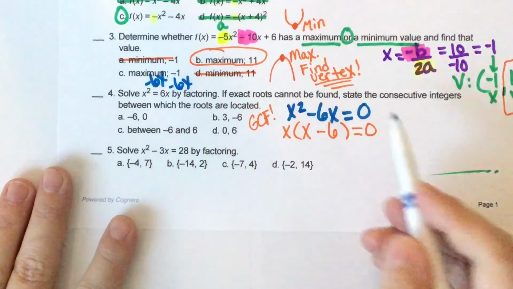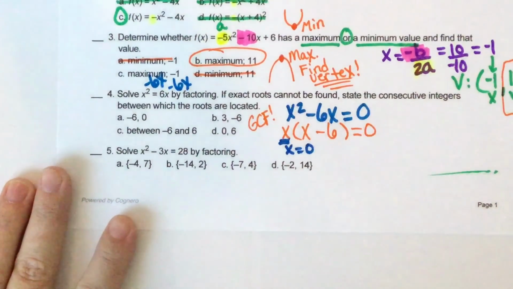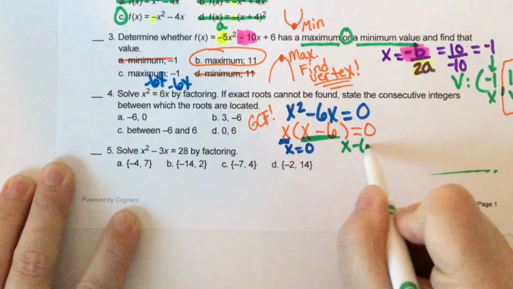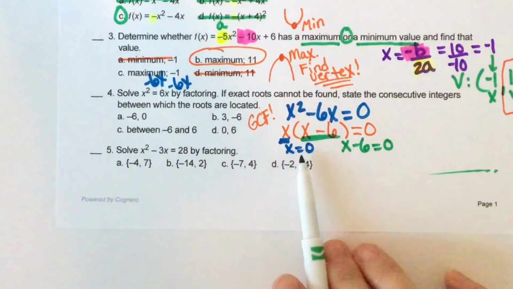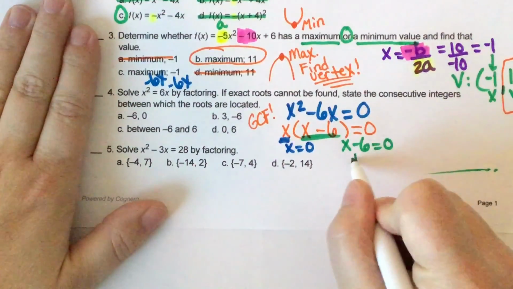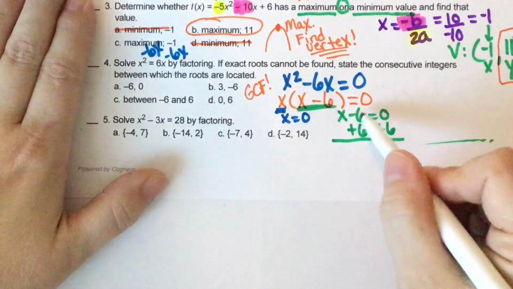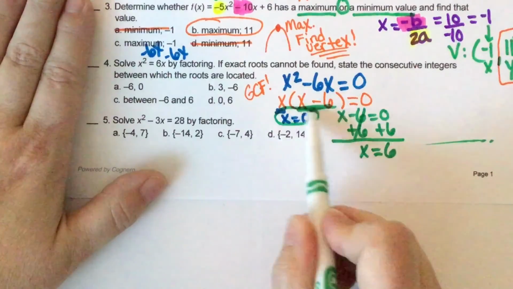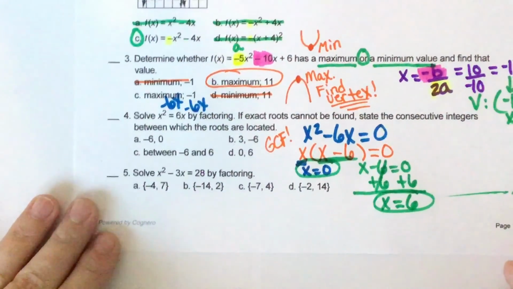So once you get it factored, you take your first factor and set that factor equal to 0. And then you take your second factor and set it equal to 0. And then you just solve these equations. Well, this equation's already solved because x is by itself, but this equation we need to solve. So to get rid of subtraction of 6, I do the opposite, which would be to add 6. And 0 plus 6 is 6. So my answers are x equals 0 and x equals 6, which is answer choice D.